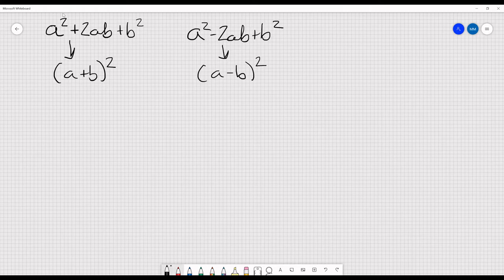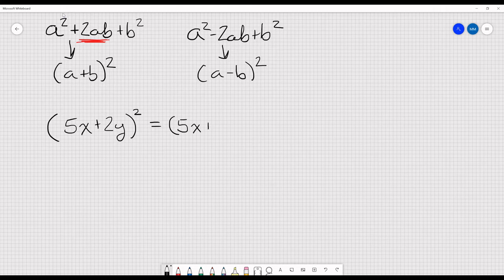And the question that got brought up is, where does this 2ab mess even come from? I'll have you consider the following. How about 5x plus 2y quantity squared? So this thing right here is shorthand for 5x plus 2y quantity times 5x plus 2y. Mathematicians are notoriously lazy, so instead of writing out 5x plus 2y twice, I just write this little square. What happens if I distribute this?